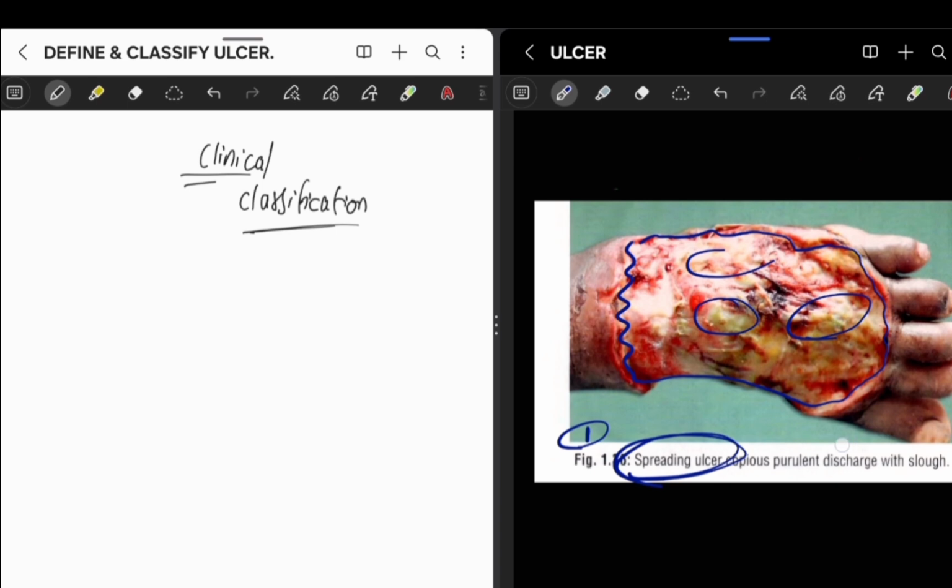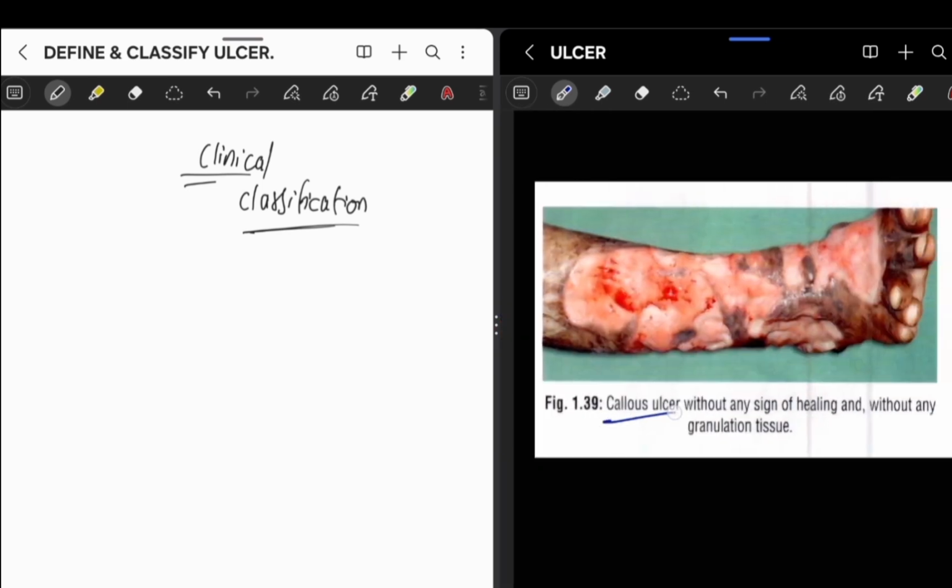Under the clinical classification, the next thing is a callus ulcer. In a callus ulcer, it doesn't show any sign of healing. Why doesn't it show any sign of healing? Because the callus prevents the healing. It doesn't allow the body to form the granulation tissue, so it doesn't heal. And it is the second one.